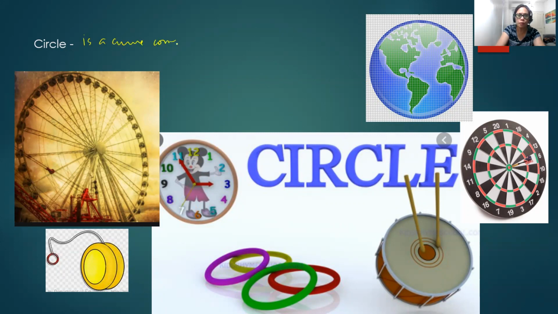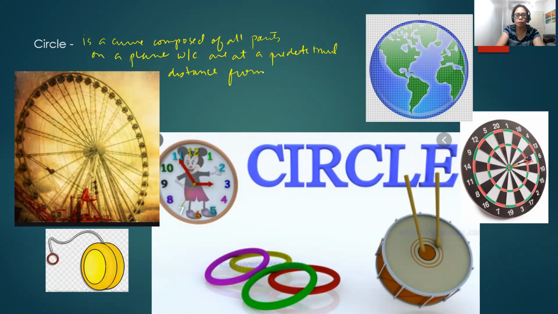composed of all points on a plane which are at a predetermined distance from a fixed point. Now, class, this fixed point we call the center of the circle.